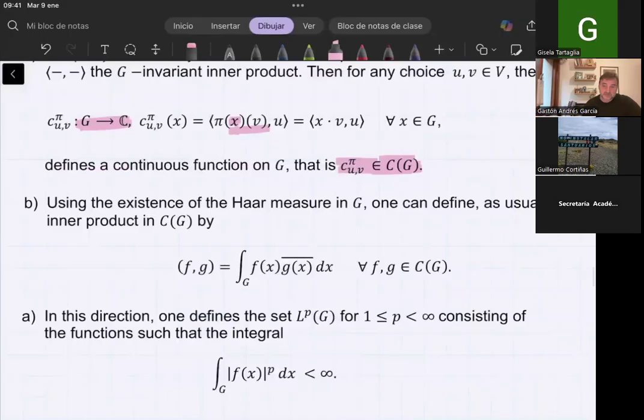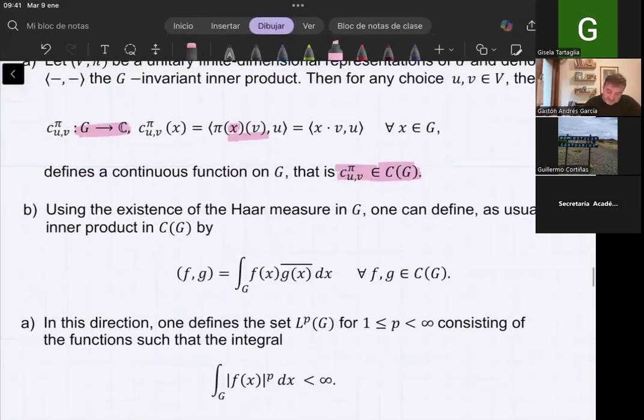We also call them matrix elements, or matrix coefficients, because in some sense, given u and v, we can extend u to a basis of the dual by using the inner product, and v to a basis of the vector space V. This is why we call them matrix coefficients.